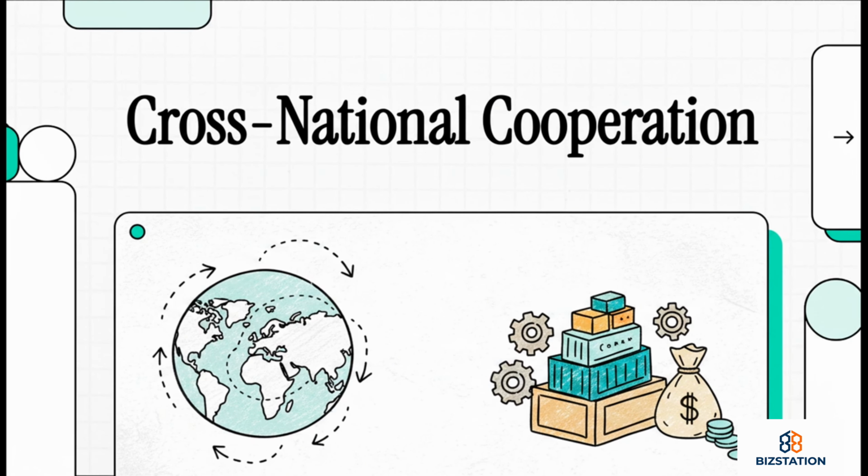Today, we're going to pull back the curtain on something that affects pretty much everything you buy, from the coffee you drink to the phone in your pocket. We're talking about international trade agreements, the complex web of rules that countries create to work together. It can seem pretty complicated, but don't worry, we're going to break it all down.